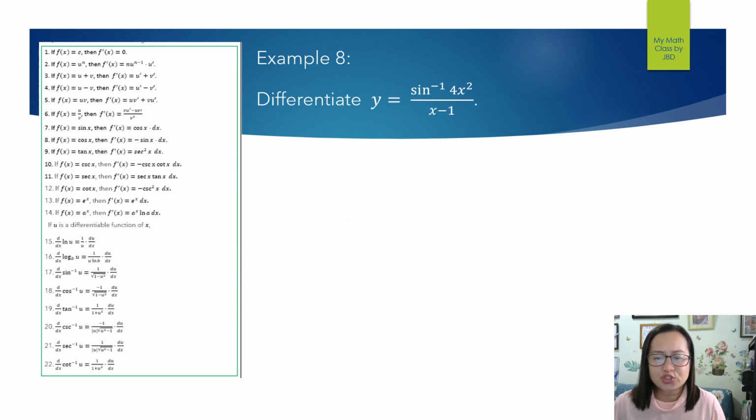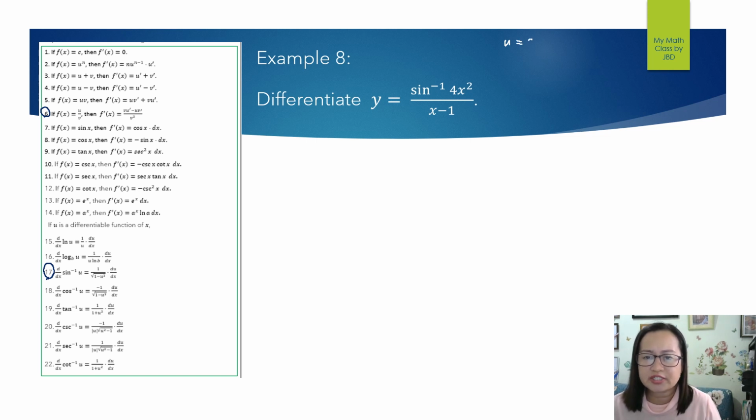Now let's challenge ourselves by differentiating y equals the inverse of sine of 4x squared all over x minus 1. So since this is a ratio, we will apply rule number 6. And then since the expression involves the inverse of sine, we will use rule number 17. So let's have first rule number 6 in differentiating a ratio. We have to determine first the u and the v.